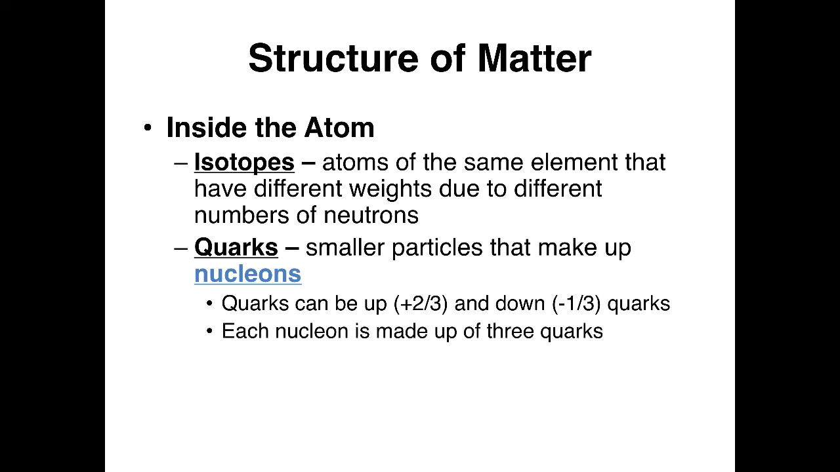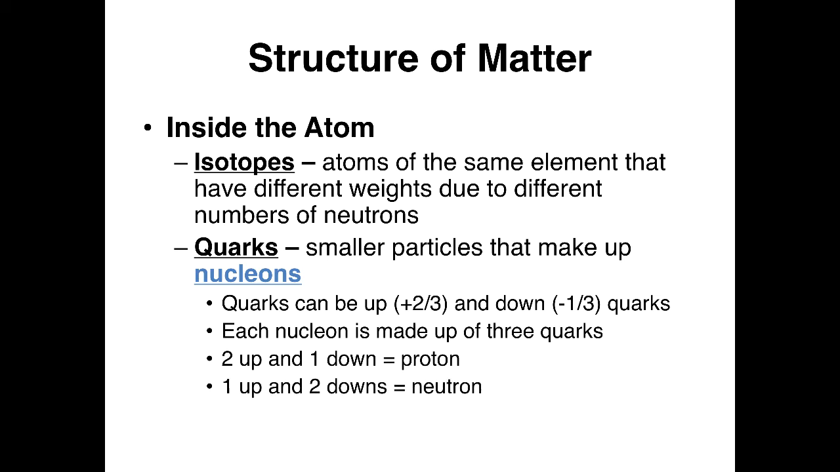So each nucleon is made up of 3 quarks. For example, if you have 2 up quarks and 1 down quark, you'll have 4/3 positive and 1/3 negative. So overall you have 1 positive charge, so you have a proton. On the other hand, if you have 1 up quark and 2 down quarks, then you have positive 2/3 and a negative 2/3, and you end up with a neutron. So 2 up plus 1 down gives you a proton, and 1 up plus 2 down gives you a neutron.